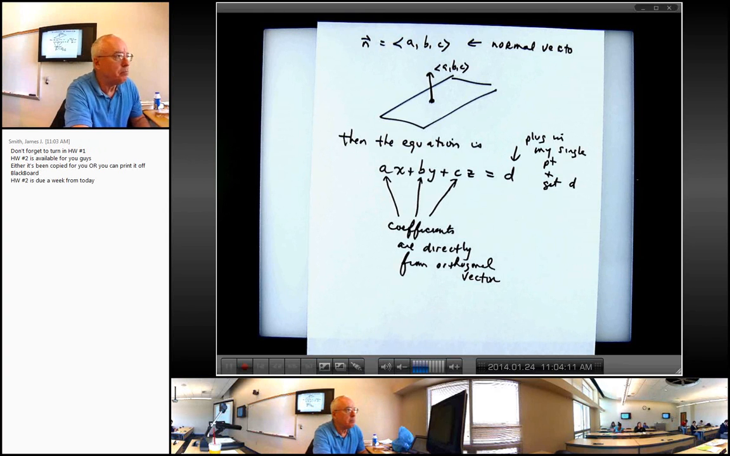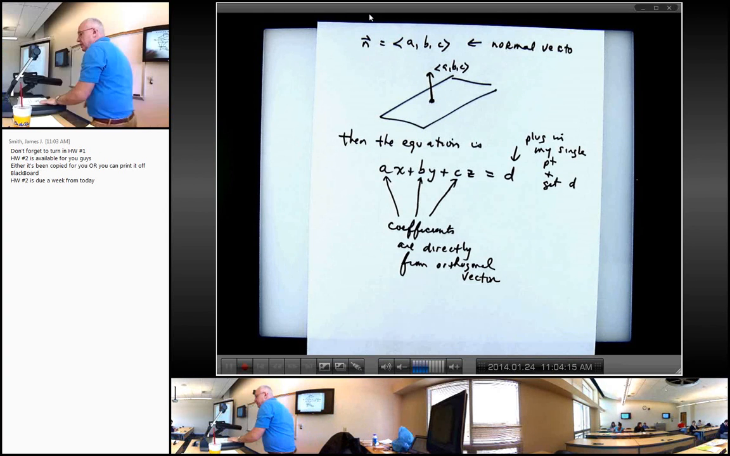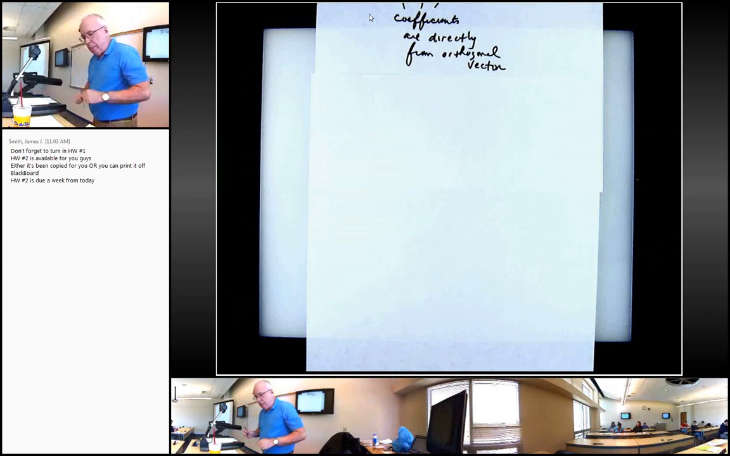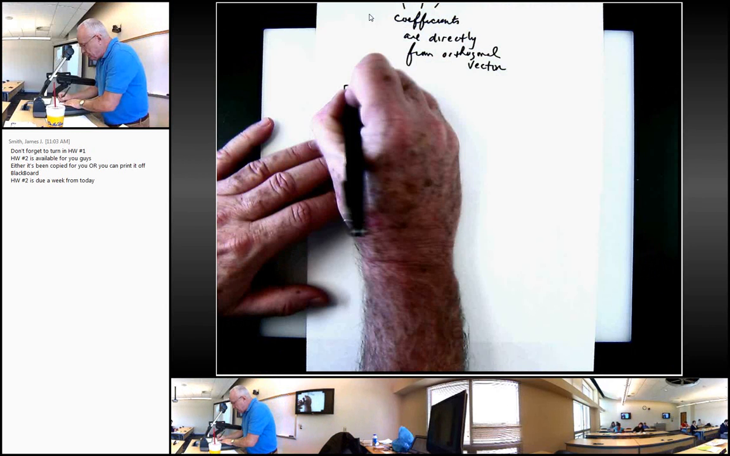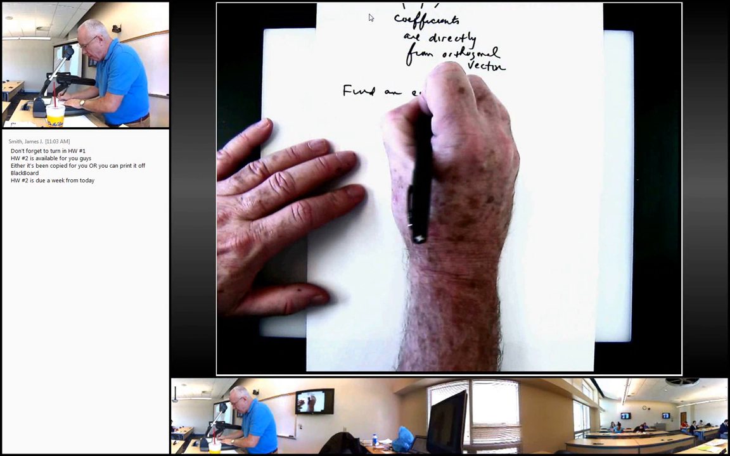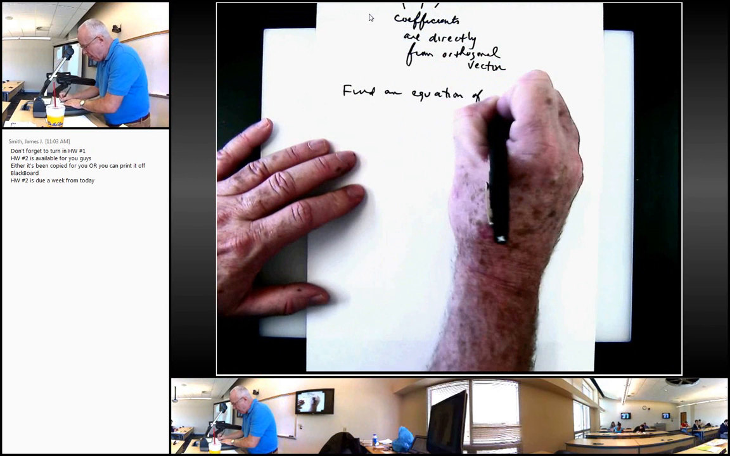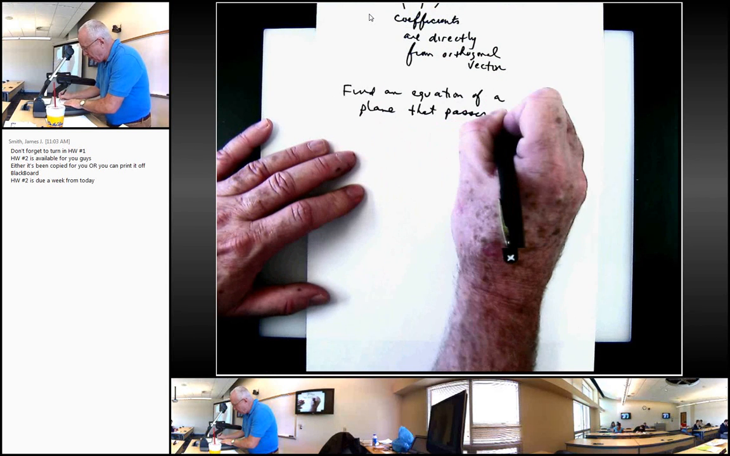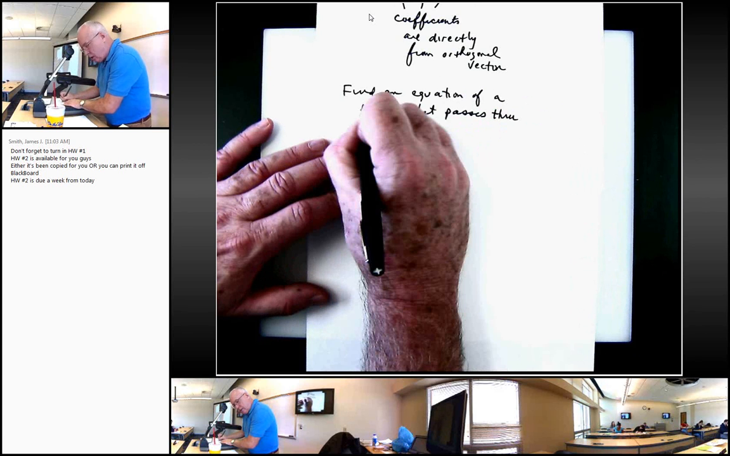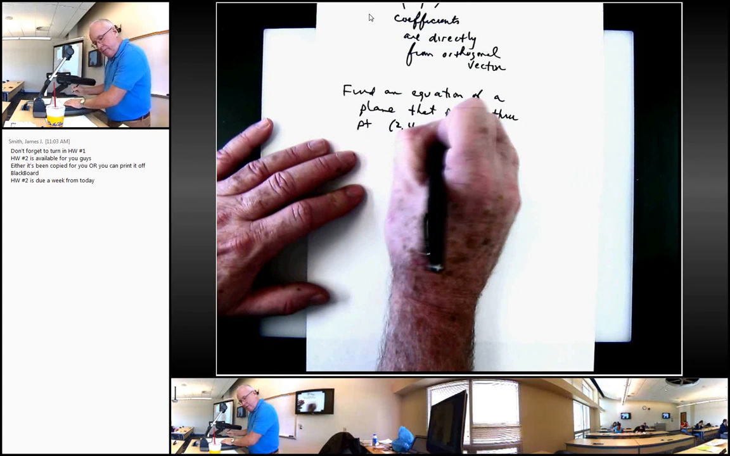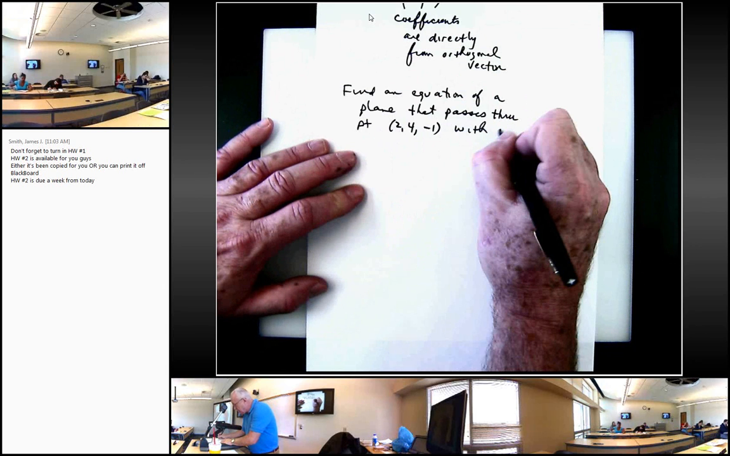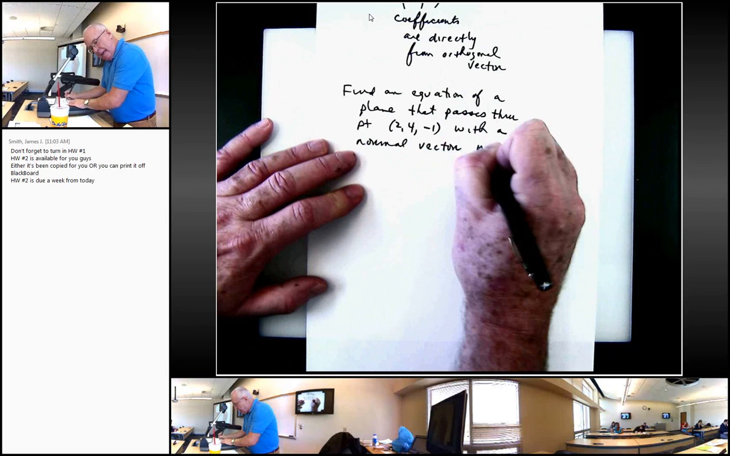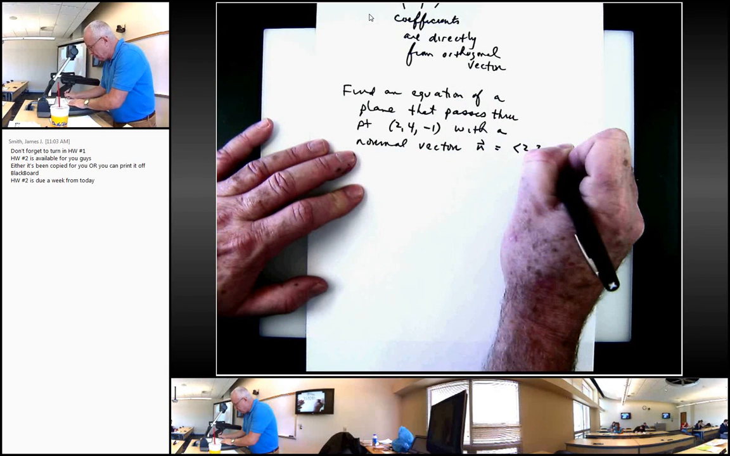All right. Let's look at some examples here of this. So say we're asked to find an equation of a plane that passes through the point (2, 4, -1) with a normal vector n equal to <2, 3, 4>.